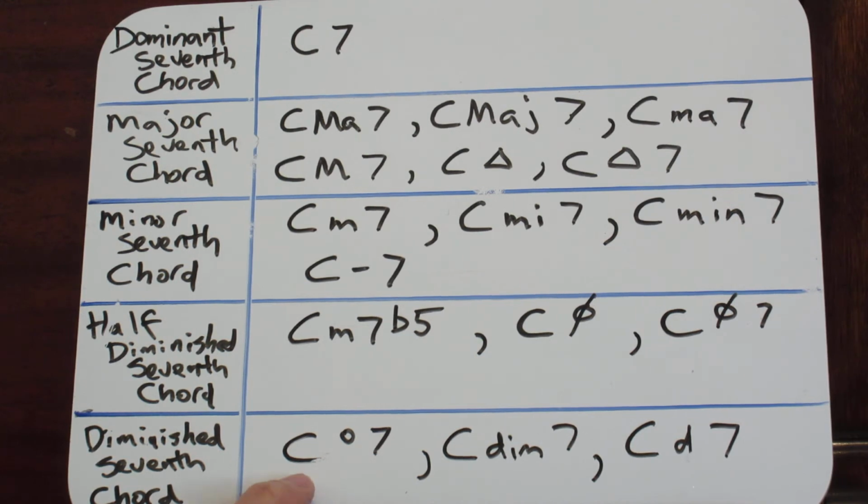Common chord symbols for this, a diminished 7th is perfectly fine. Just a circle with a 7. If you want to write DIM 7, that's fine. CD7 is fine, but it means a diminished 7th.